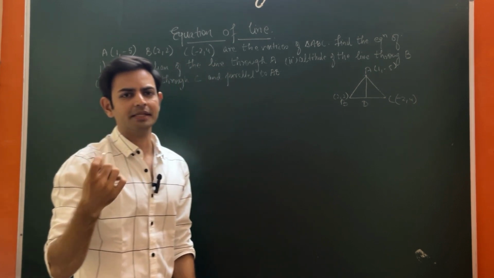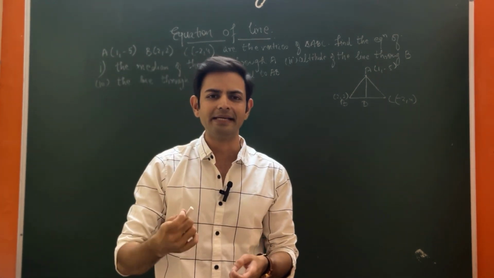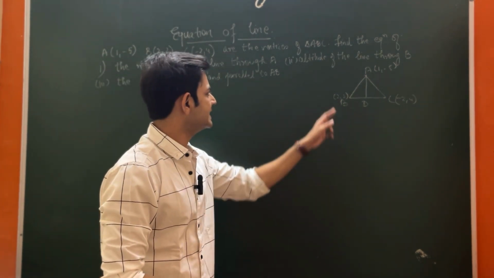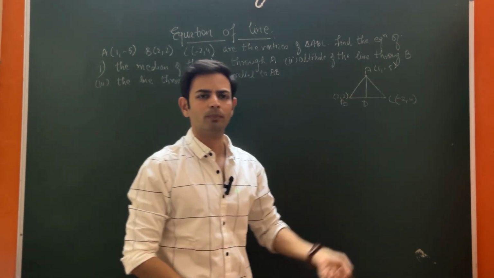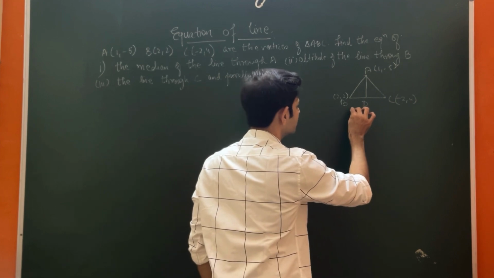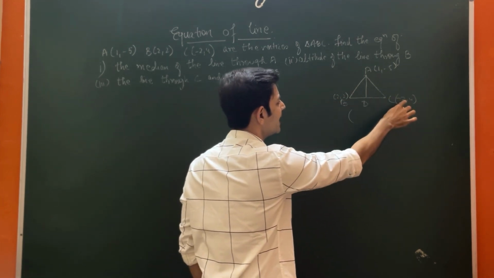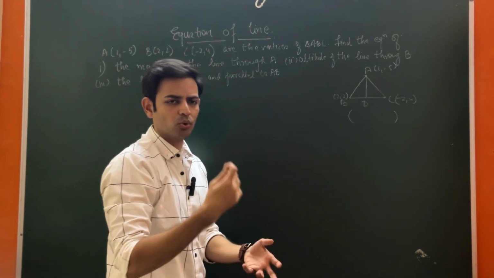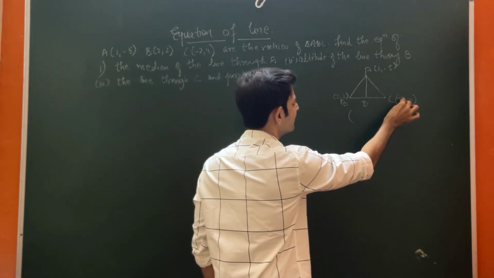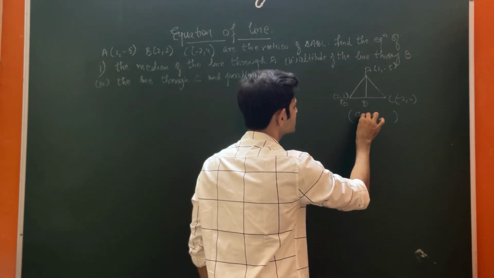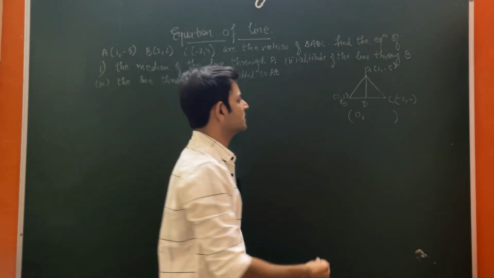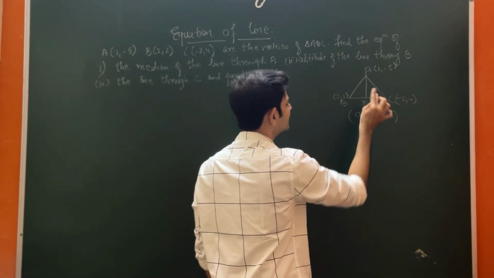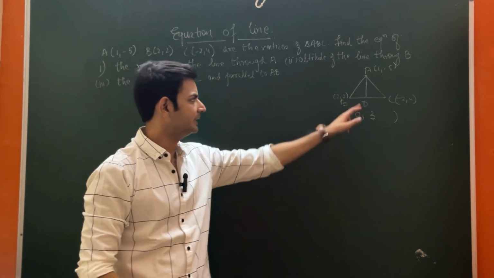We have already learned in the previous chapter how to find the midpoint. So midpoint is x1 plus x2 by 2, y1 plus y2 by 2. So if we do that here, that will be 2 minus 2 by 2, that will be equal to 0. And 2 plus 4 which is 6, 6 by 2 is 3. So 0 comma 3 is my coordinate for D.